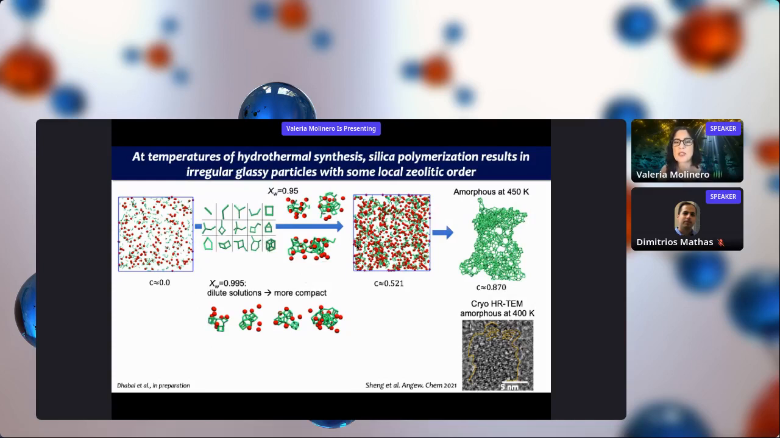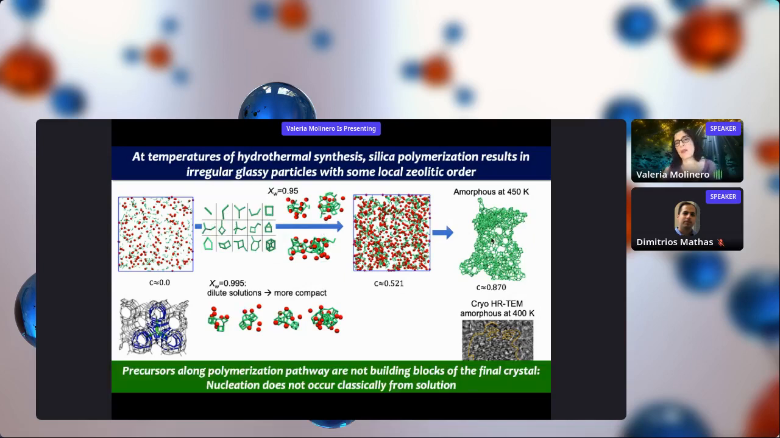But these cubes of silica are not part of the zeolite we're forming. So this clearly shows that the precursors that we see in the oligomerization stage do not result directly in the crystal. From that, we can conclude that the nucleation of zeolite from the solution to the condensed phase is not a classical mechanism. And that's why we have this intermediate step in which we have the amorphous aggregates. This has been discussed a lot in the zeolite community for about 20 years.